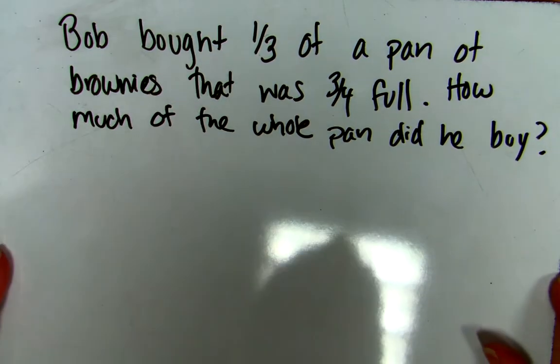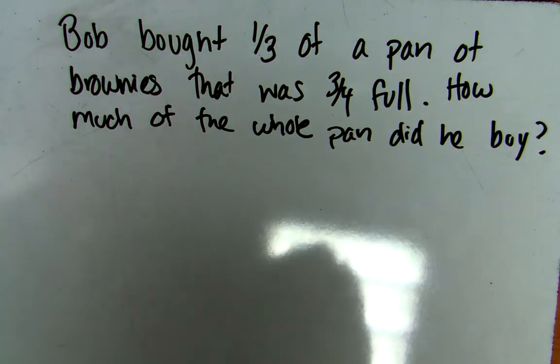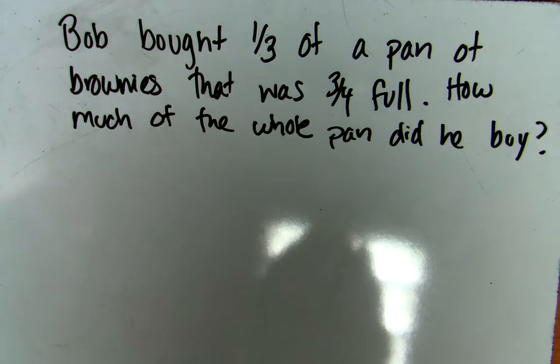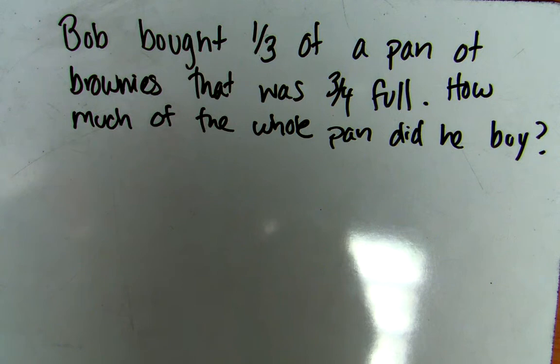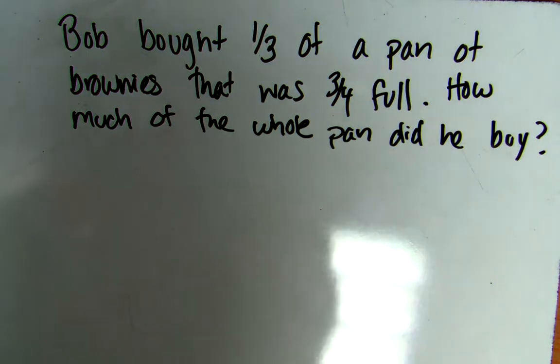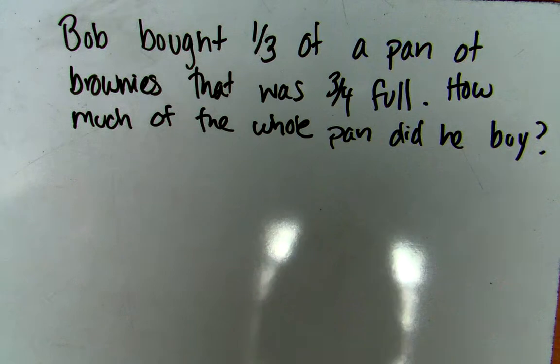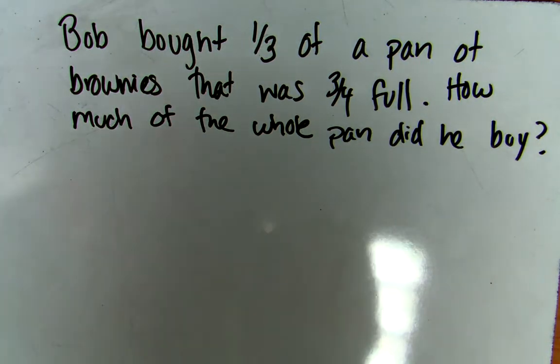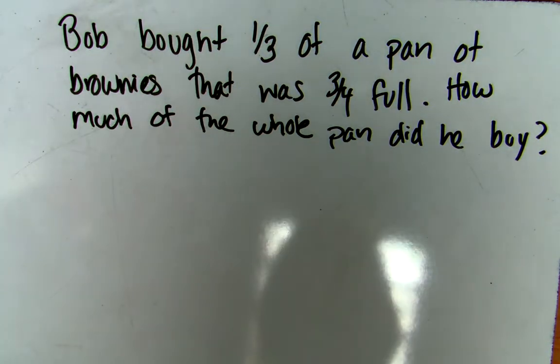So today I just want to do a little review of how we can model multiplying two fractions together, or taking a part of a part. We often call these brownie pan problems because the real world scenarios that we give you often involve somebody buying a fractional part of a pan of brownies that only had a fractional part in it to begin with. So we often refer to these as brownie models.